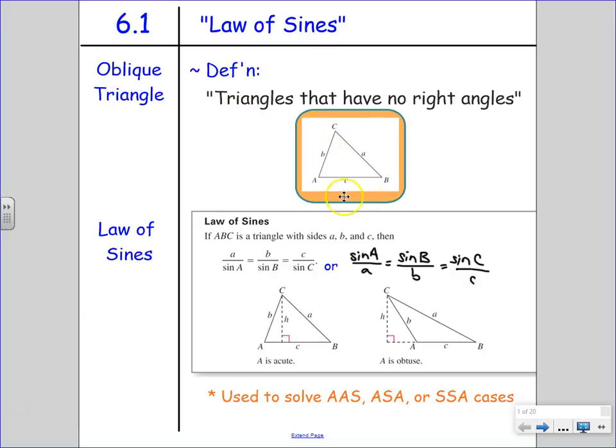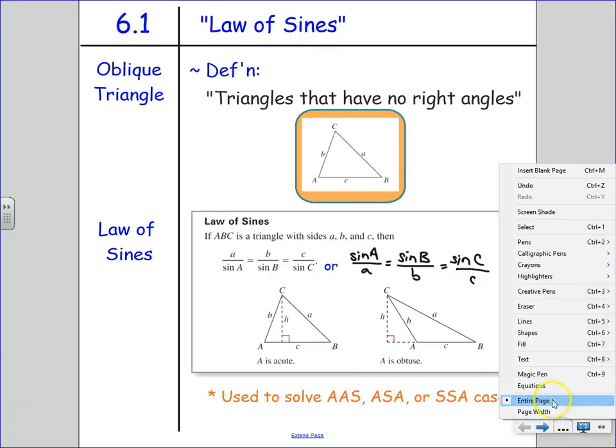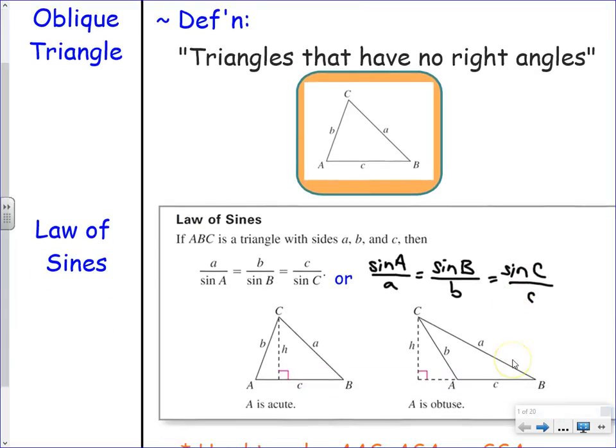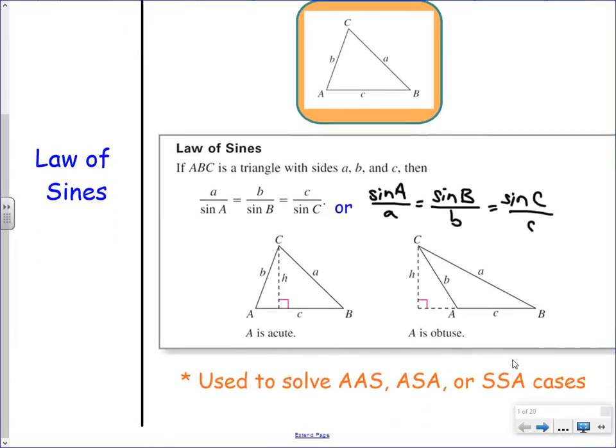But what's going on with non-right triangles? Does Pythagorean work? No. So therefore we have to have something else. And what is one of those something elses? Law of sines. What's another something else? Law of cosines. That's section 6.2 that we're starting on Thursday.